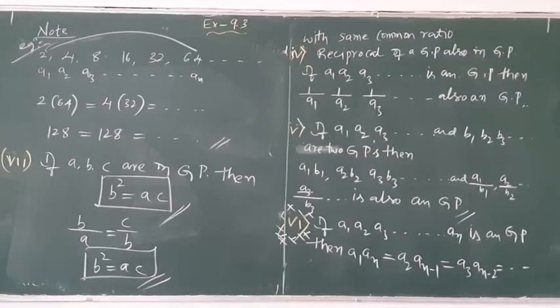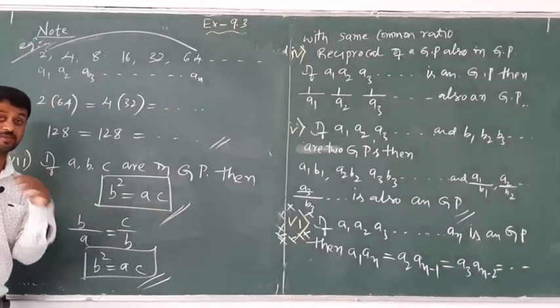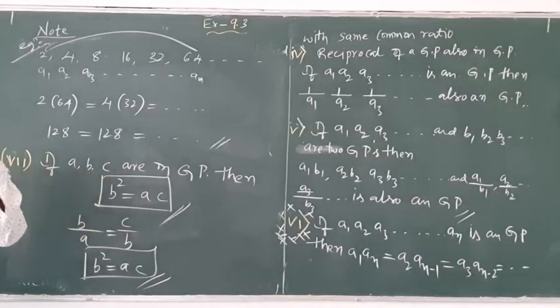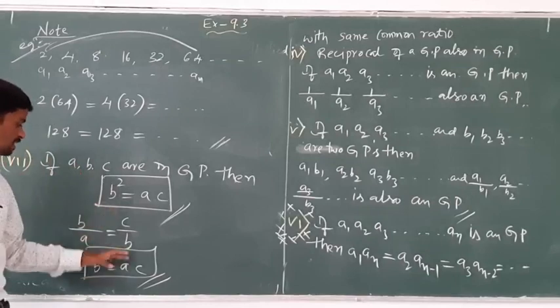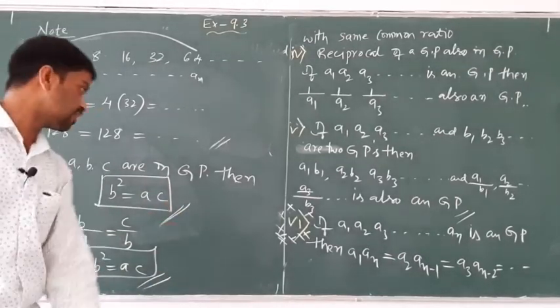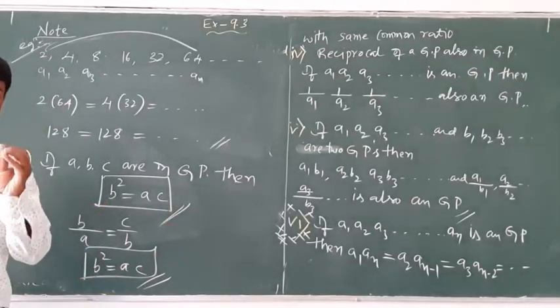Okay, if A, B, C are in GP, then B square is equal to AC. You may doubt how this result came, sir. Therefore A, B, C are in GP means A2 divided by A1, the common ratio, B by A is equal to C by B. Now cross multiplied, B square is equal to AC, and another name is also there. Therefore here B is called the geometric mean of A and C.